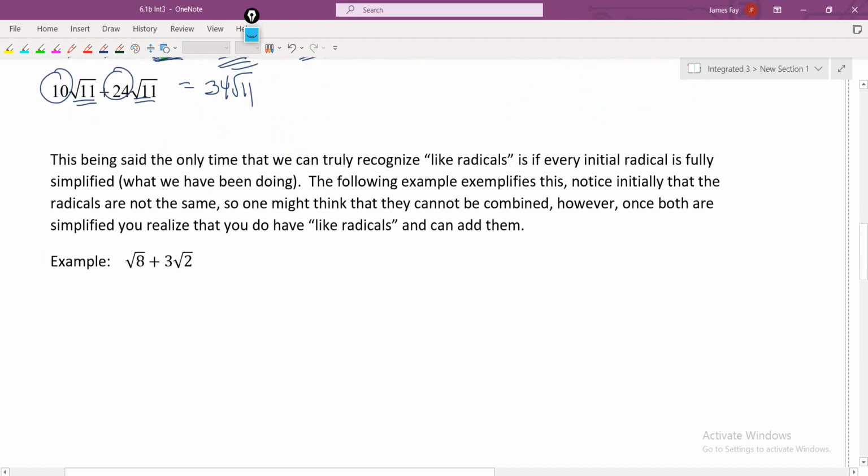So this being said, the only time we can truly recognize like radicals is if every initial radical is fully simplified, which is what we've been doing the last couple days. So the following example exemplifies this. Notice initially that the radicals are not the same, so one might think that they cannot be combined. However, once both are simplified, you realize that they do have like radicals, and you can add them or do any other maybe subtraction that you might need to do.